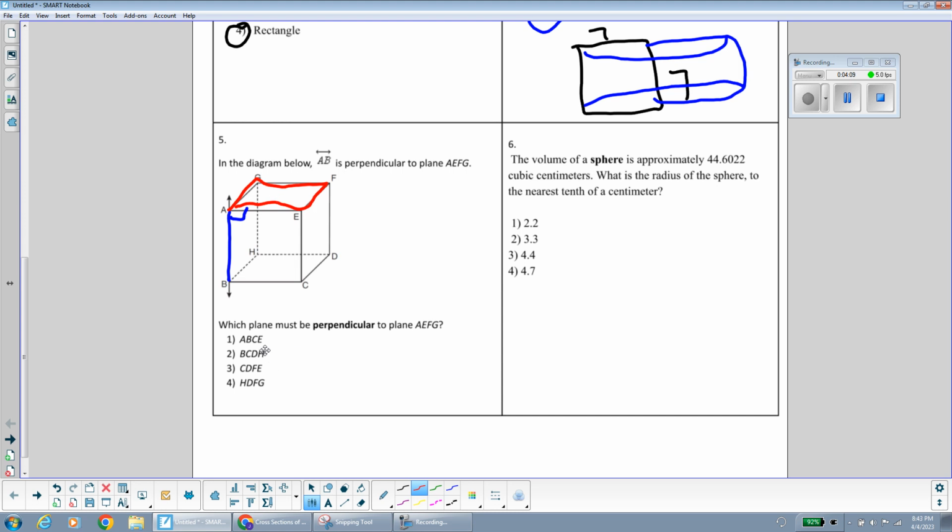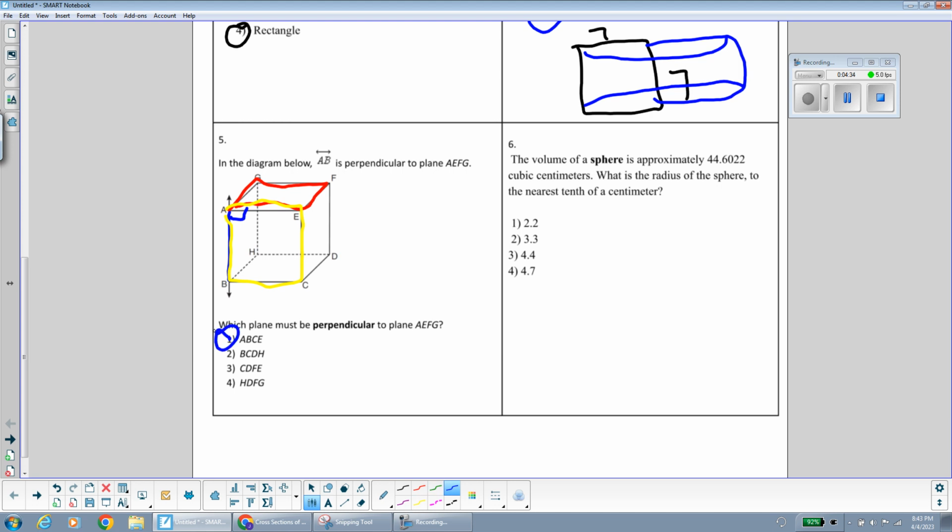So looking through, I already found it. Answer choice 1, A, B, C, E, that contains line AB. Because once again, if line AB is perpendicular to this plane, then the plane containing that line also has to be perpendicular to that plane.